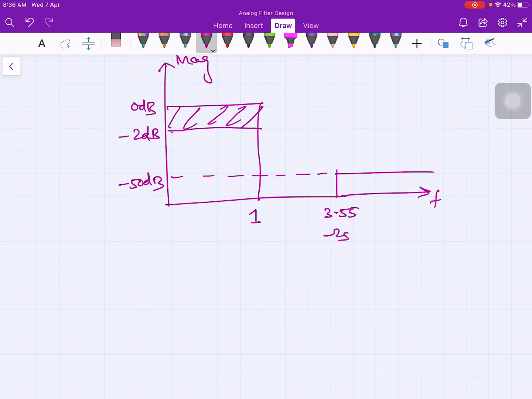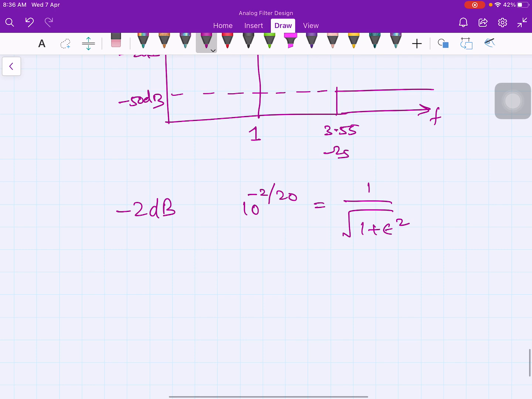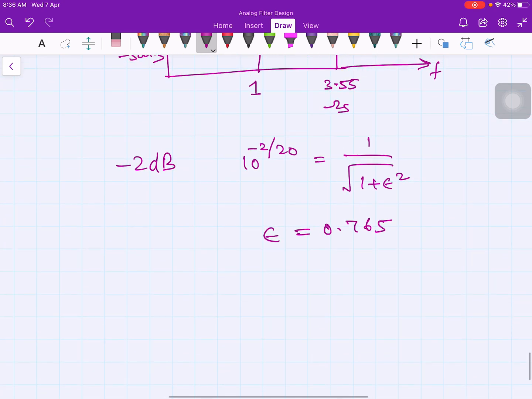So the first thing that I have to do is to convert this minus 2 dB to an equivalent in terms of 10 to the minus 2 by 20. And this should be equal to, if you want a Chebyshev design for example, 1 divided by square root of 1 plus epsilon squared. If you solve this, epsilon is equal to 0.765. I do require epsilon squared also, so therefore this is 0.585.